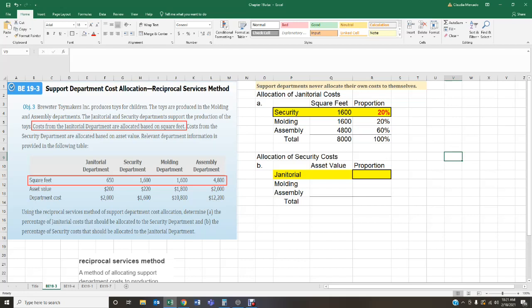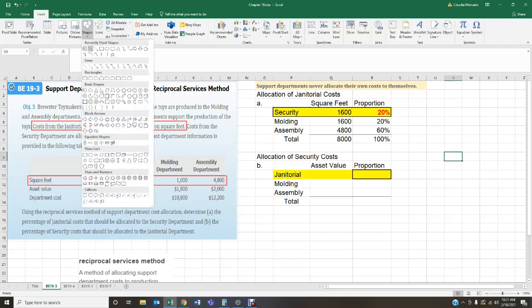Now, because we are allocating the security department's cost, we're going to allocate to the other three departments, which is janitorial, molding, and assembly. Remember, we don't allocate our costs to ourselves. The security department is responsible for maintaining the security in the janitorial department, the molding department, and the assembly department. So their cost needs to be distributed to the other three departments.